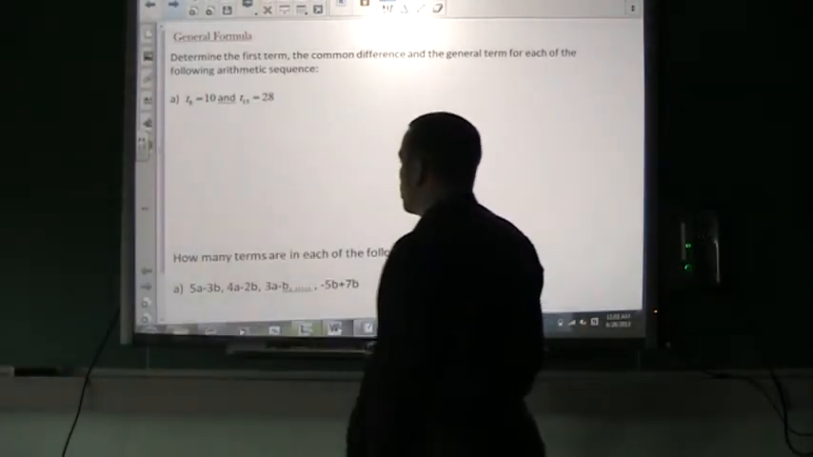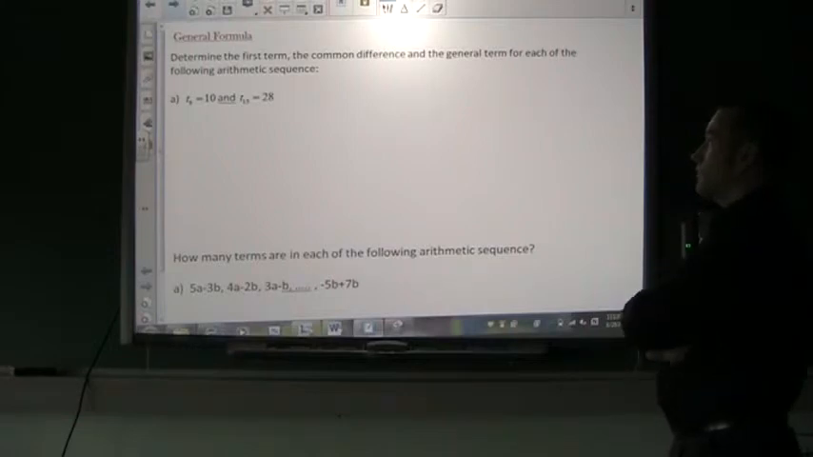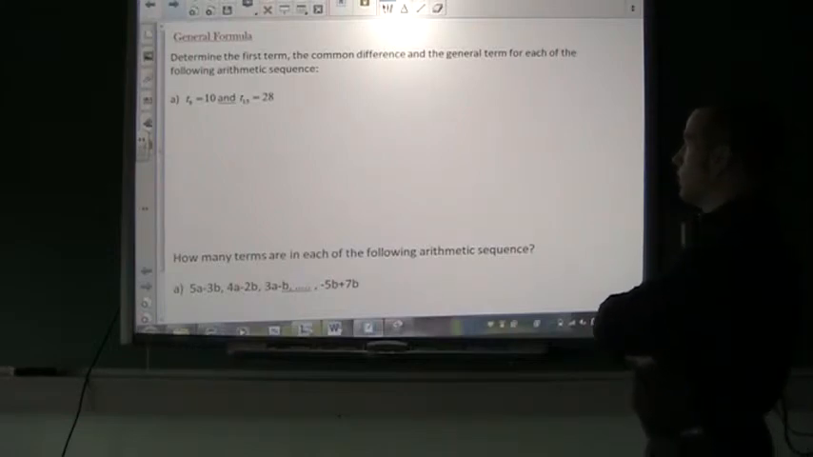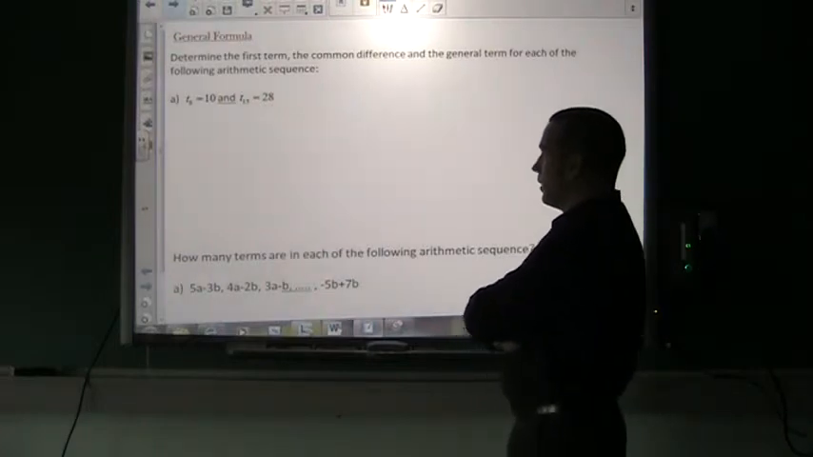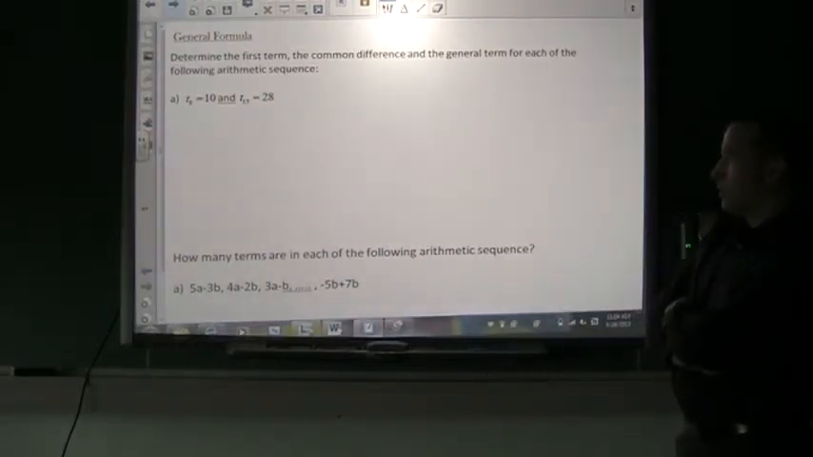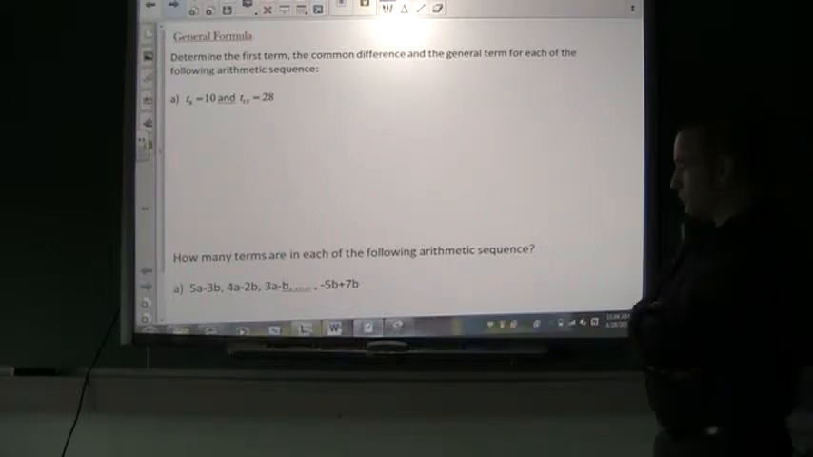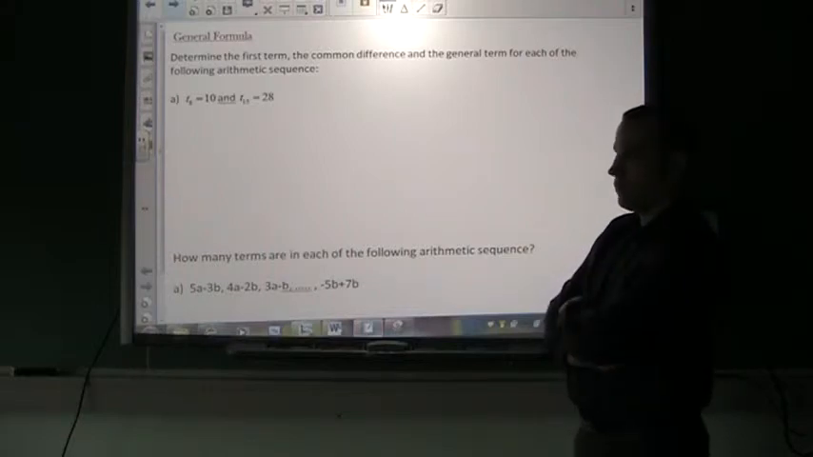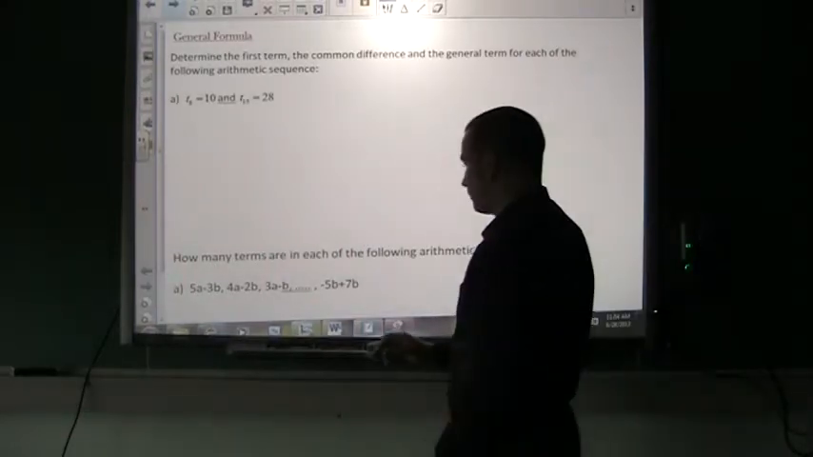Start with the general formula here. This is determine the first term, the common difference, and the general term for each of the following arithmetic sequences. So this one's a little different. It's not immediately intuitive to figure this one out. If you sat down with it long enough, you would probably be able to figure out how to do it. But we'll go through it here, and then after that, you can follow the same procedure.